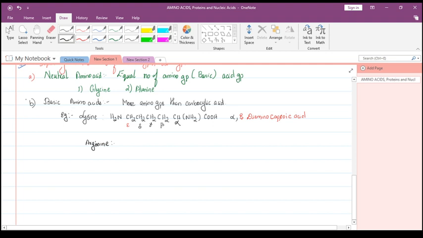And the third classification is, automatically, acidic amino acids. As the name says, these are amino acids containing more carboxylic groups than the amino group. Okay, example for this.